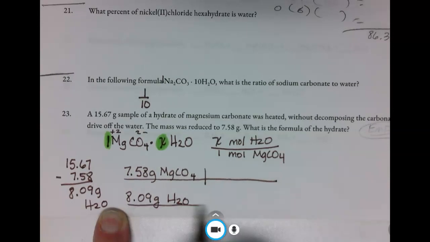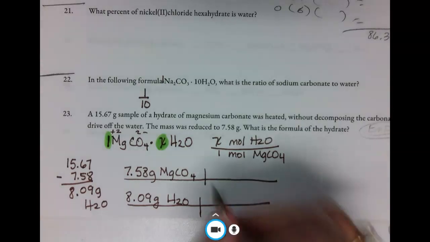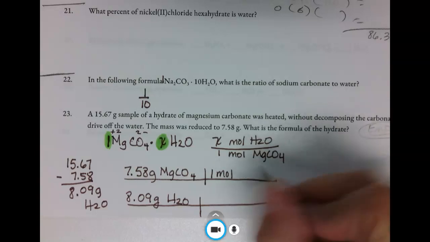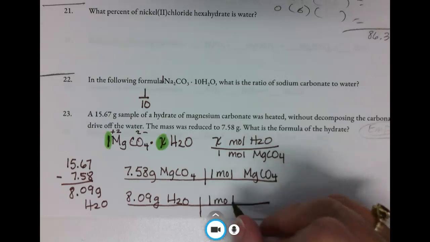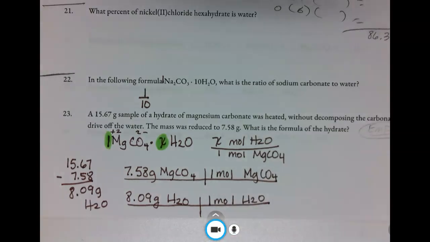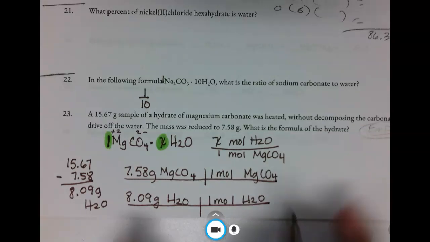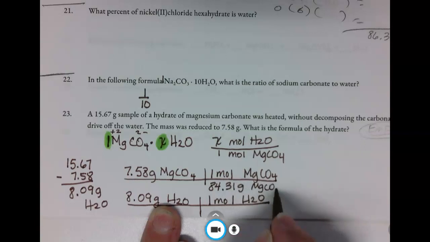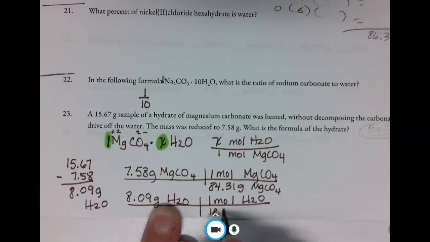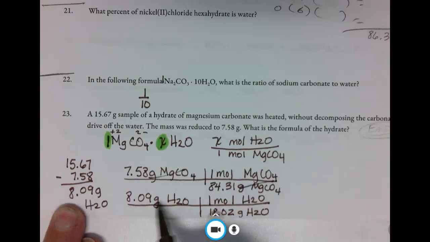Now for both of these, we're going to just do a gram to mole conversion. So we need to find the molar mass of magnesium carbonate and the molar mass of water. I would pause and let's find that value. Magnesium carbonate would be 84.31 grams, and water is 18.02 grams. Okay, so canceling everything, the rest is our calculation.